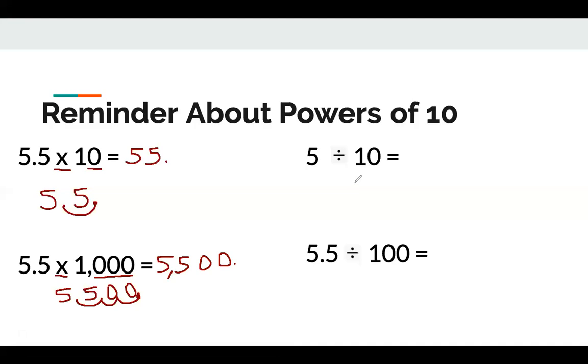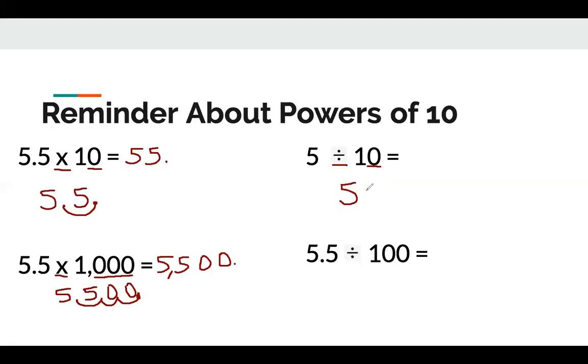Okay, so those were our 2 examples of multiplying. Now let's look at dividing. So I have the number 5 that I'm dividing by 10. So I'm dividing this time, which means unlike multiplying, I'm not going to move to the right and make a number larger. I'm going to move to the left to make it smaller. And same thing as before, I'm doing 10, so I'm only going to move it 1 spot because of that 1 0.